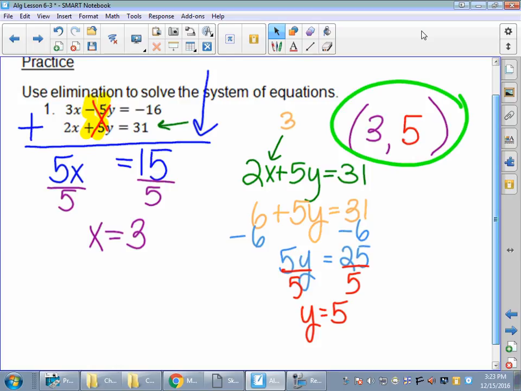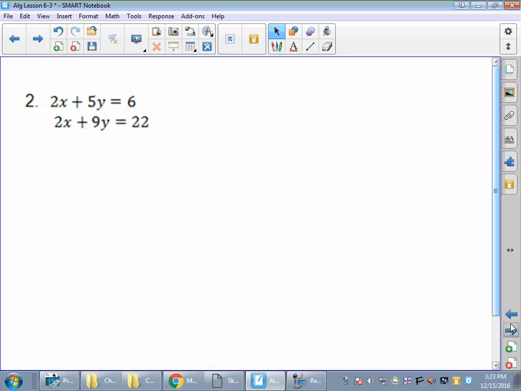All right, let's do one more. Let's do number 2. 2x plus 5y equals 6 and 2x plus 9y equals 22. Which variable has common coefficients? The x, right? Those both are 2's. Do the common coefficients have opposite signs? Those are both positive 2's. So I may need to multiply by a -1.